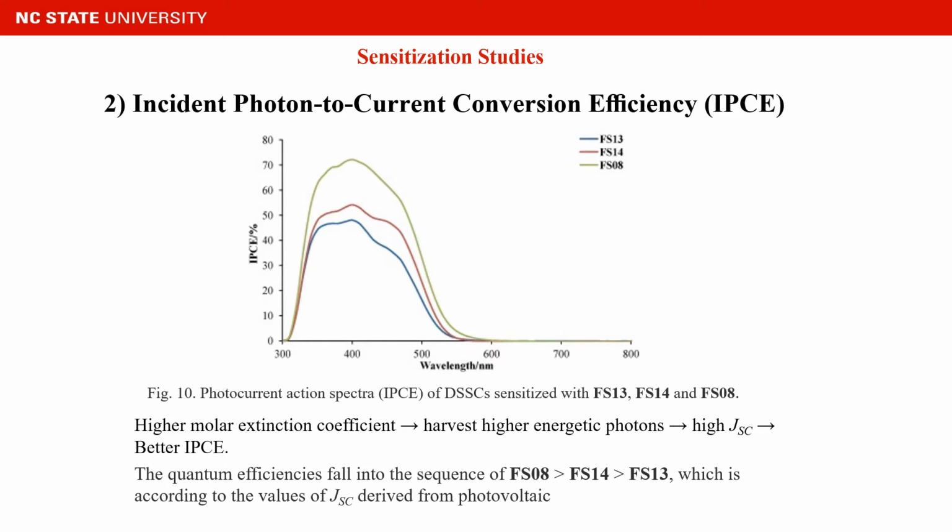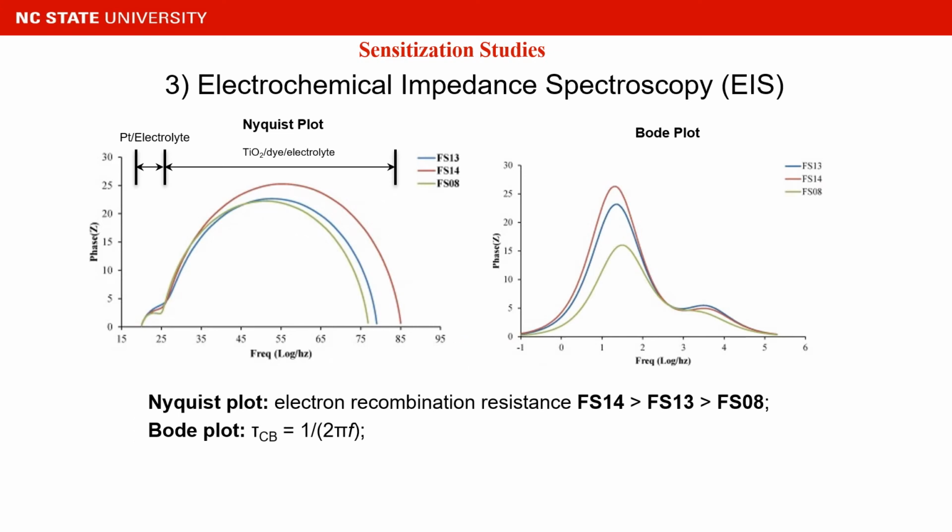In this slide, we illustrate the photocurrent action spectra, IPCE, of the DSSC sensitized with FS13, FS14, and FS8. We found that the quantum efficiency decreases in the sequence FS8 more than FS14 more than FS13, which is in line with the JSC values derived from the photovoltaic measurements. So from that we can say that a higher molar extinction coefficient gives higher light harvesting ability, higher JSC, and better IPCE.